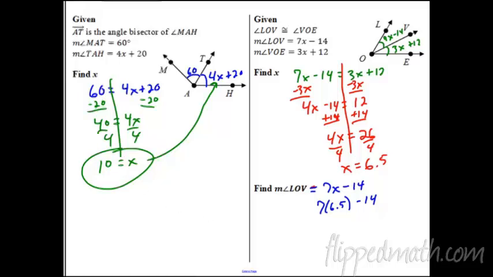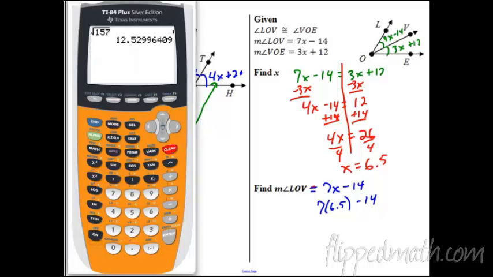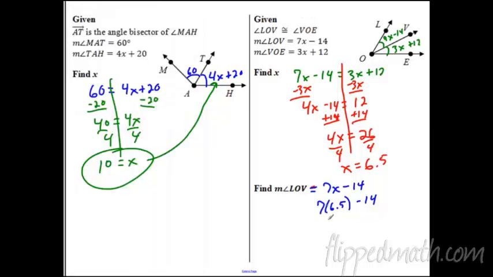Let me see if I got my calculator. Yes, it's right here, so I'm good to go. So what am I going to do? I'm just going to say 7 times 6.5. Boom. 45.5. Then what am I going to do? Minus that 14 from it. So we've got 45.5 minus 14. So you can go back to your calculator if you want, but really that's just going to be 31.5. So I'm looking at the measure of angle LOV equals 31.5 degrees.